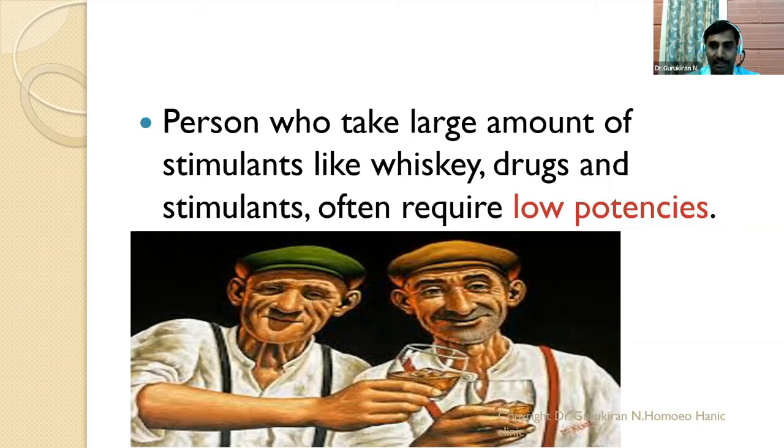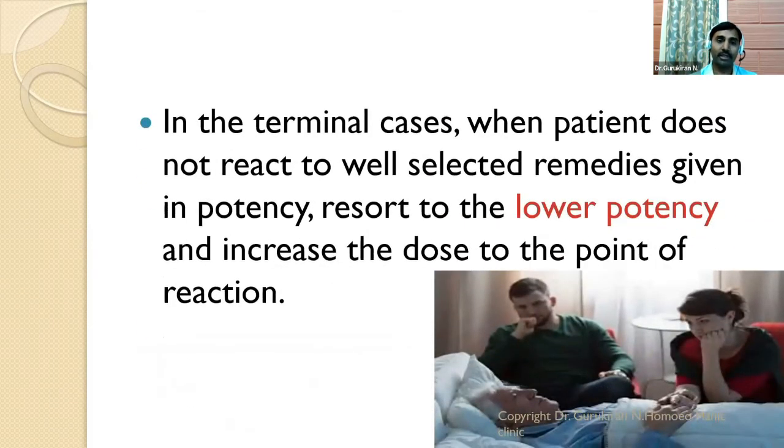After getting some reactions after prescription of the lower potencies, then according to the progress, we can raise the potencies. So a person who comes as a drug addict or a large alcoholic, start with the lower potencies. In terminally ill cases, when the patient does not react to well-selected remedies given in potency, resort to the lower potency and increase the dose to the point of reaction.